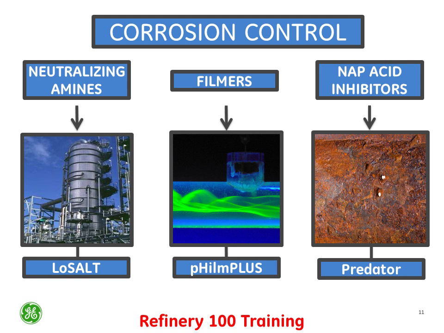Our brand name for neutralizing amine is Low Salt. Filmers are materials that coat the inside of the pipe to prevent the water contact that we're talking about. Those are called Film Plus. Naphthenic acid inhibitors have the brand name Predator.